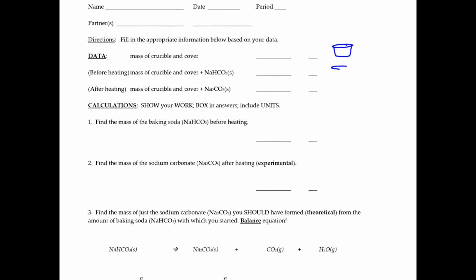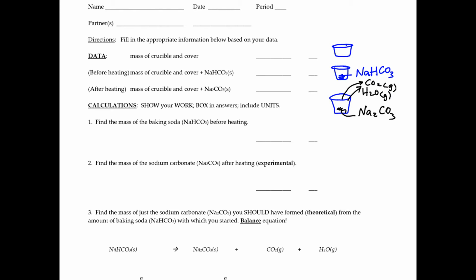The next weighing you did was the crucible with the baking soda, which was the NaHCO3, also called sodium bicarbonate. And then you heated this up. When you heated it up, you ended up with just sodium carbonate in the crucible. So this solid was sodium carbonate, which was a decomposition reaction because you formed 2 gases that escaped. You formed CO2 gas and H2O gas.